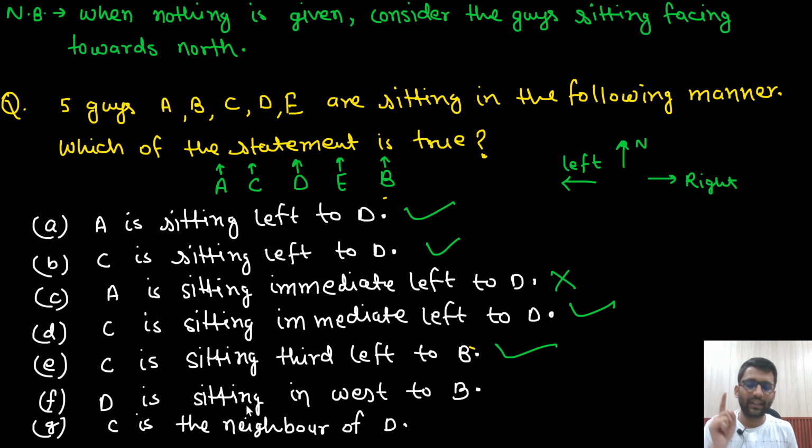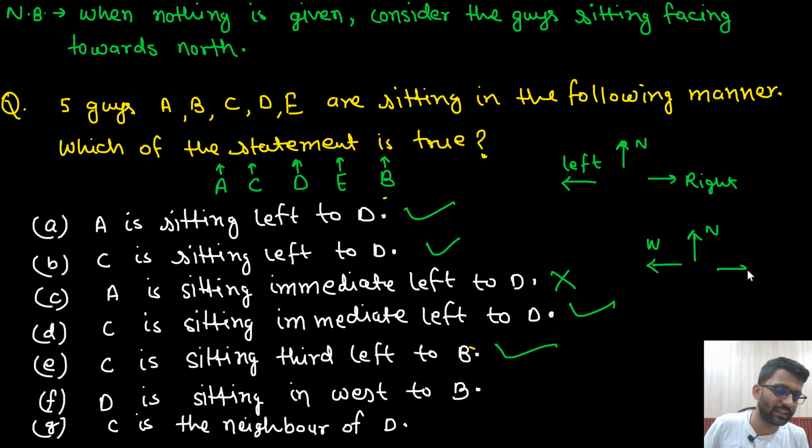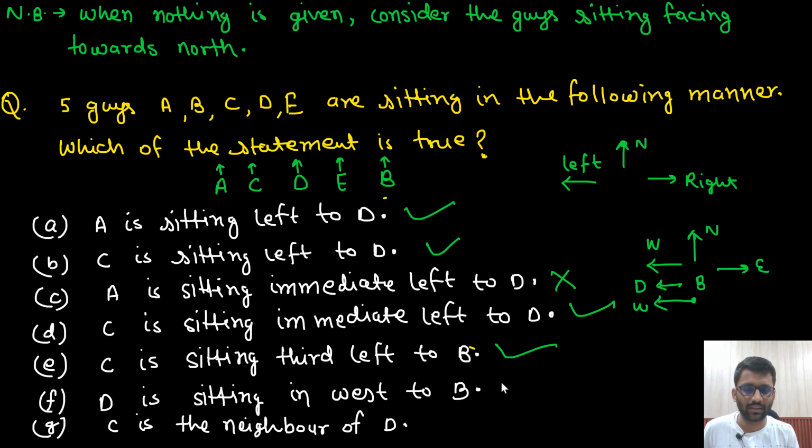Now, D is sitting in the west of B. What did we say? We are all looking at north. What will this direction be? West. What is this direction? East. So where is B sitting? B is sitting somewhere here. So D is sitting in the west direction of B. Say yes or no. What will B say? From my perspective, D is sitting in this direction, and this direction is west only. So yes, this is also correct.